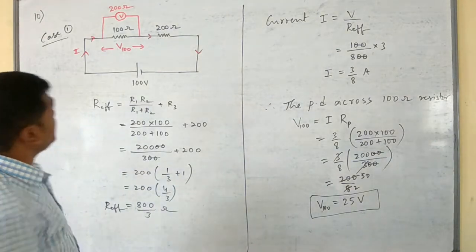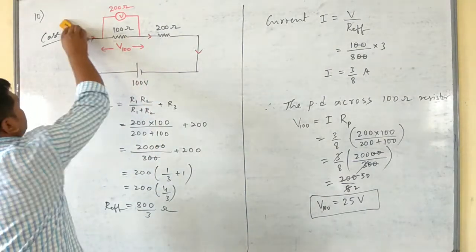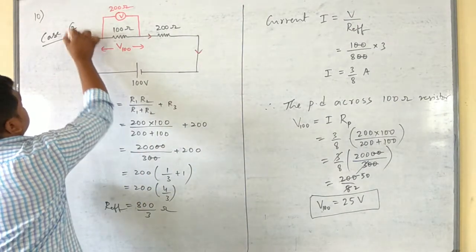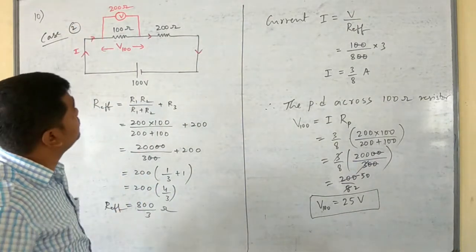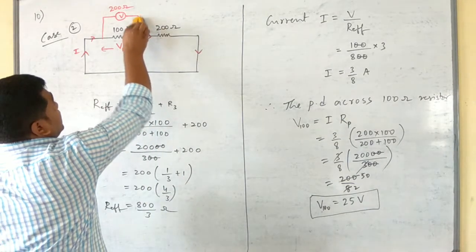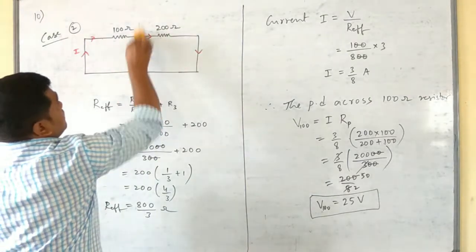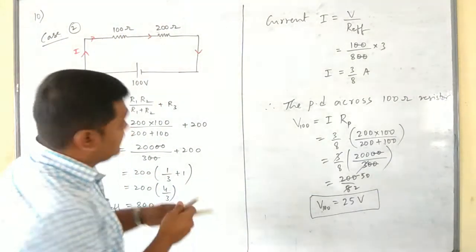Next, in case 2, what are they doing? In case 2, they remove this voltmeter from here and connect it here.